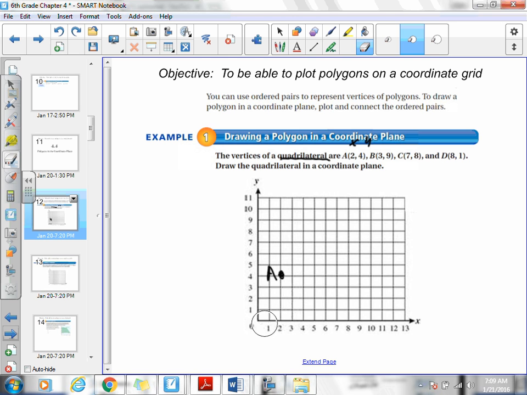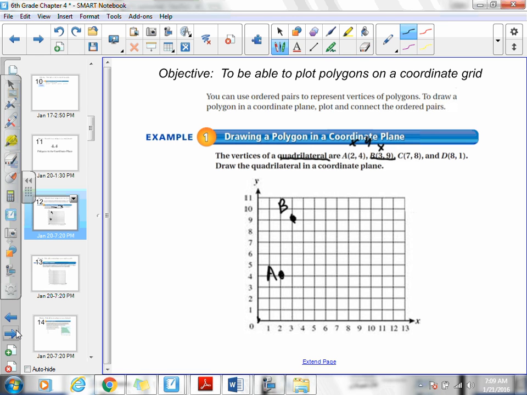When you need to draw a polygon on the grid, make sure you label that point with whatever letter goes with it. So then we're going to put our next vertex of this quadrilateral, which is located at 3, 9. So I start at the origin. My x number, my sideways number, tells us to go 3 to the right, and then my y number tells us to go up 9. And there's point B. You'll notice that it's located at 3 on the x-axis, and 9 on the y-axis.